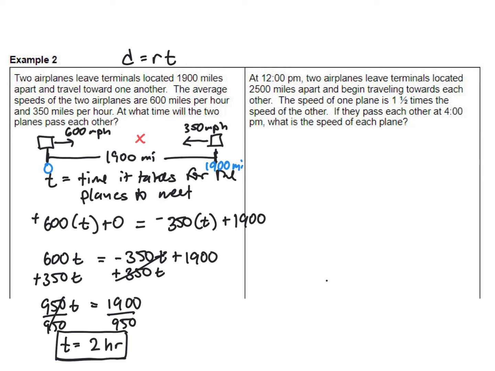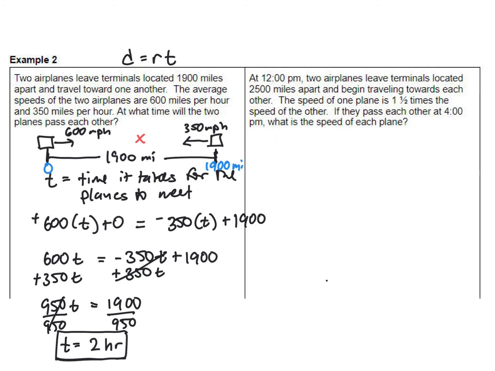Okay, next problem, similar but different. So it says here, at 12 o'clock p.m., the two planes leave the terminal located 2,500 miles apart and begin traveling towards each other. The speed of one plane is 1.5 times the speed of the other. They pass each other at 4 o'clock p.m. What is the speed of each plane?